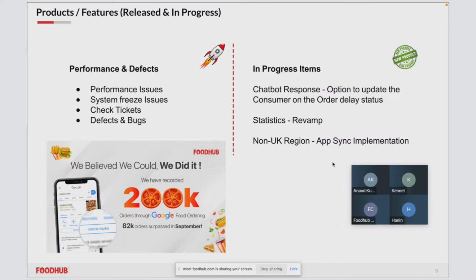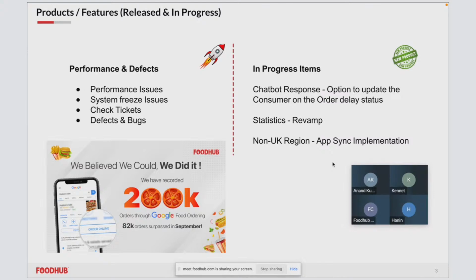And then a couple of in-progress items. We are working on the chatbot response, which is part of legacy. Now we are trying to incorporate that in Fusion React Native also. So as a consumer, if I inquire about my order through the chatbot, our user will get a pop-up in the system. So as a user, I can just update that order status, whether it's on the way or it will be delayed by 10 minutes or whatever. So that feature is in progress.